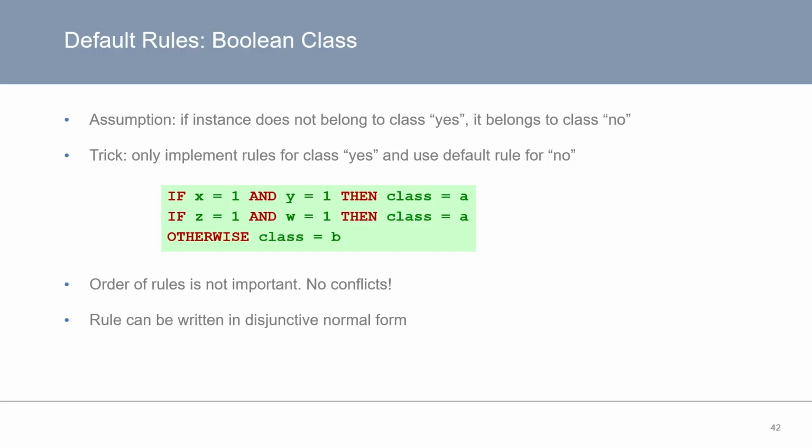Additionally, this set of rules is written as a disjunctive normal form. Specifically, we have two rules, both with antecedents using and, but either of these rules can be true in order for us to decide that we are of class A.